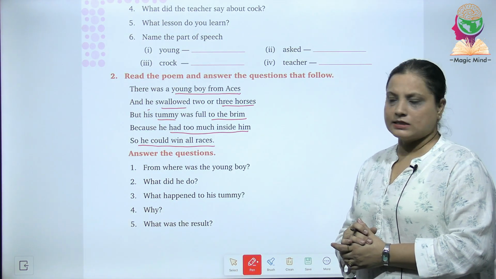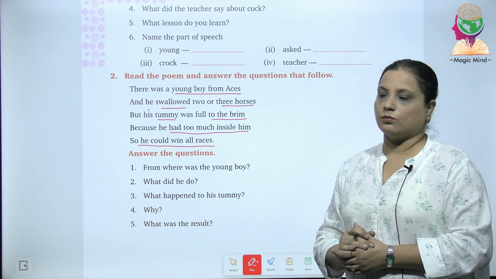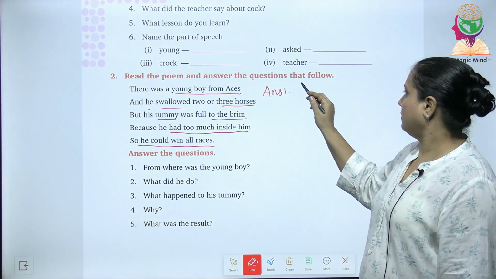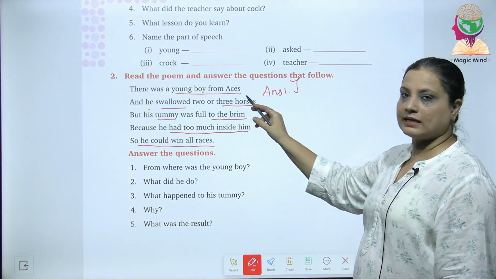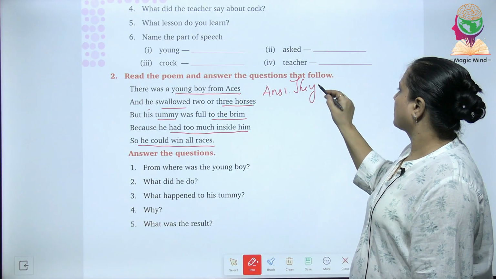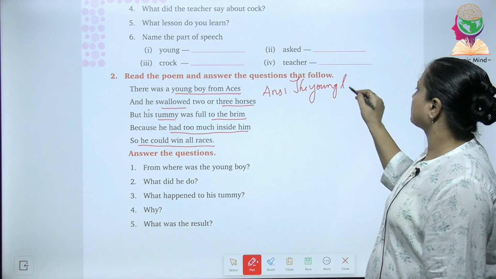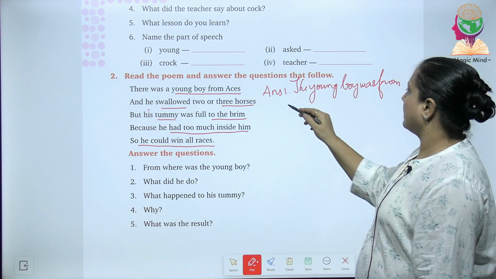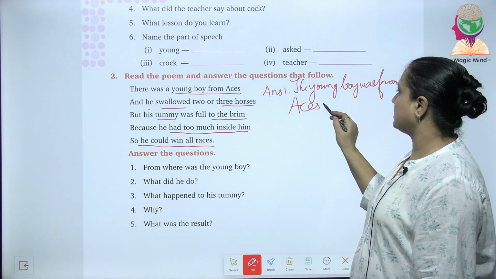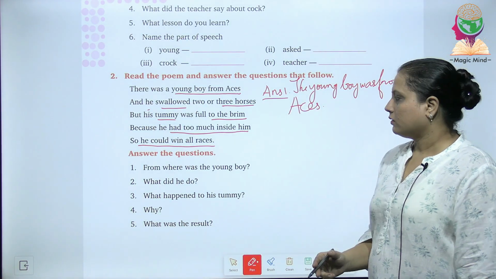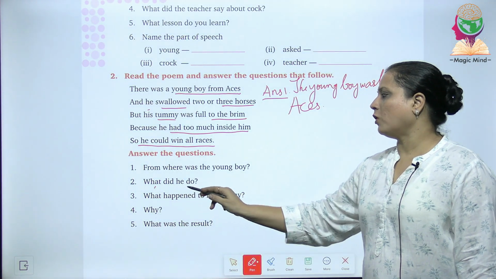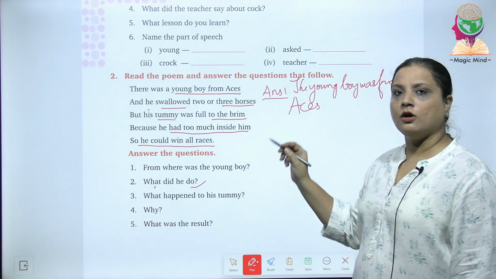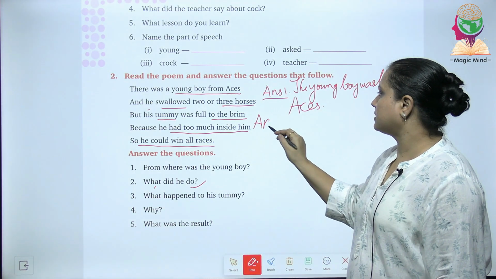First question is, from where was the young boy? So we will answer that the young boy was from Aces. The young boy was from Aces, A in capitals. Then the second question, what did he do? He swallowed 2 or 3 horses. So we will write the answer.